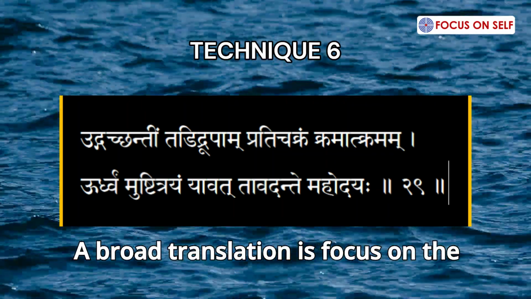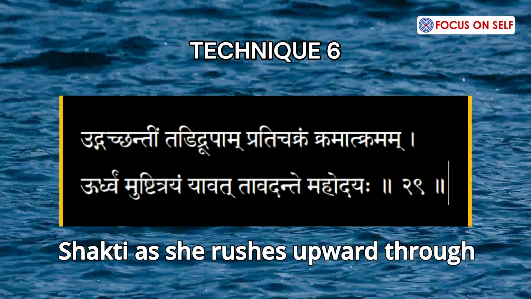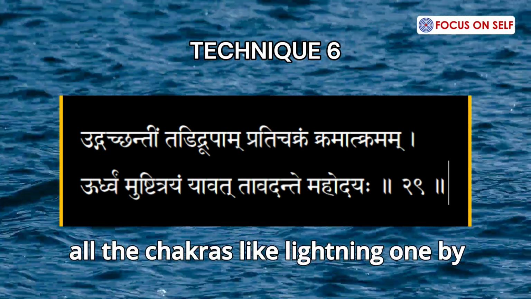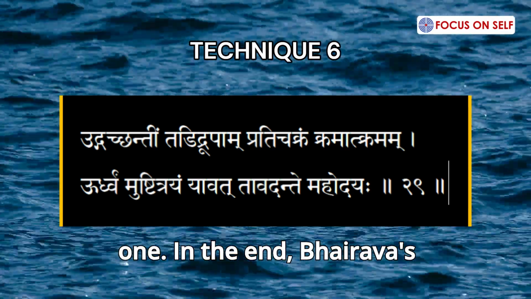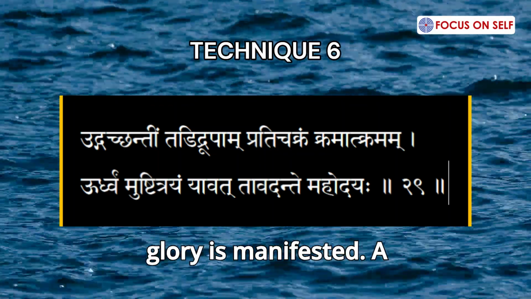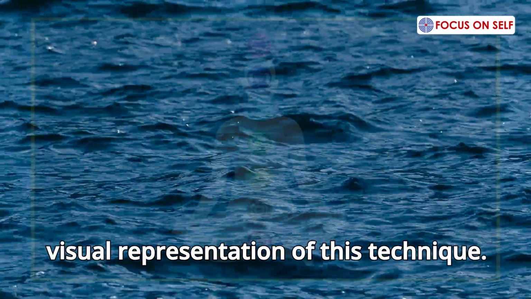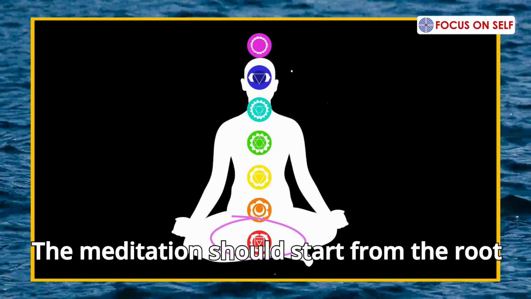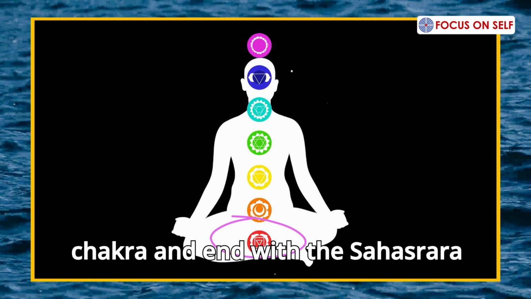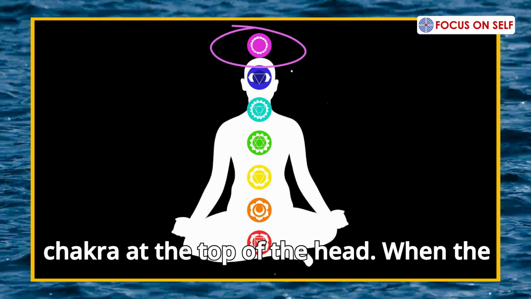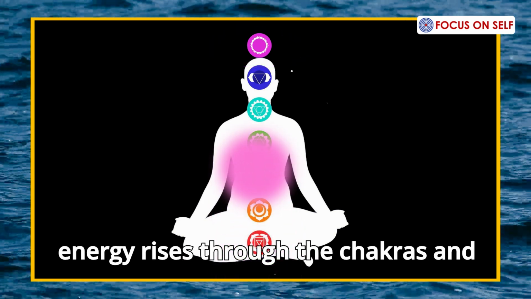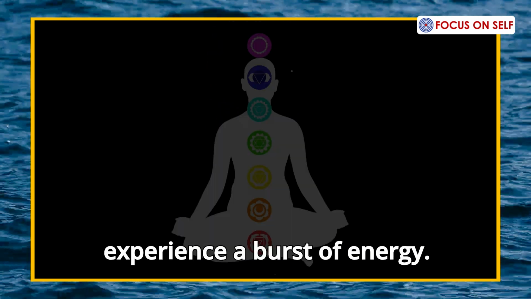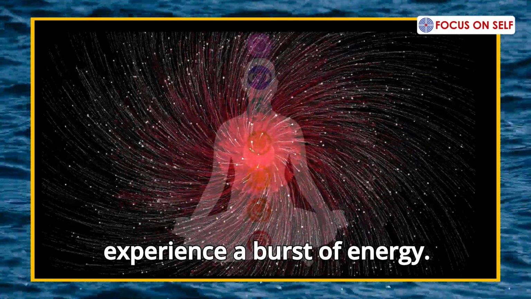Technique 6, Shloka number 29. A broad translation is, focus on the Shakti as she rushes upward through all the chakras like lightning one by one. In the end, Bhairava's glory is manifested. A visual representation of this technique. The meditation should start from the root chakra and end with the Sahasrara chakra at the top of the head. When the energy rises through the chakras and reaches the Sahasrara, one can experience a burst of energy.